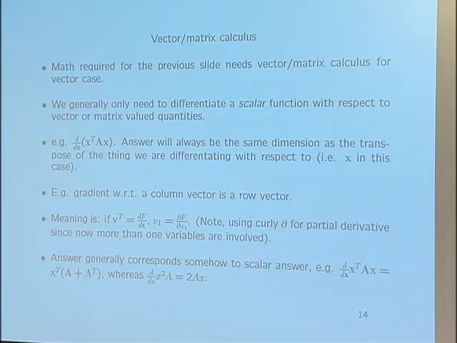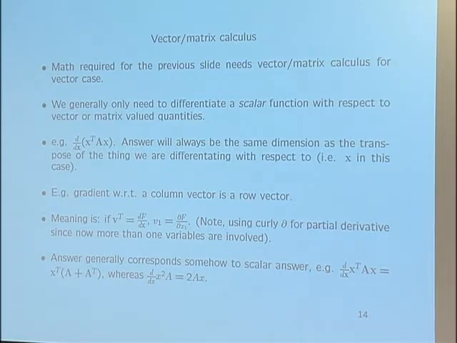So for instance, you might need to compute d by dx of x transpose ax, and this is a scalar because it's like an inner product. X transpose is a row and ax is a column, so it's just a single scalar. Now the gradient of a scalar with respect to a column vector is going to be a row vector. There's a kind of transpose.